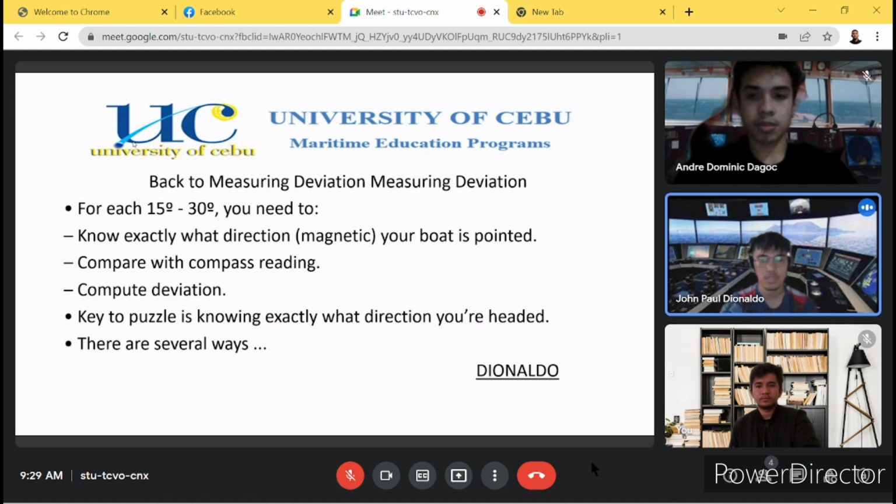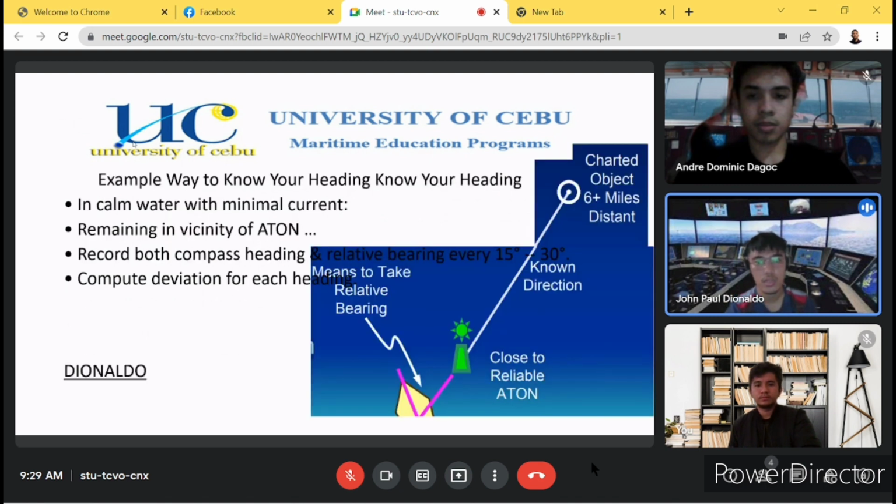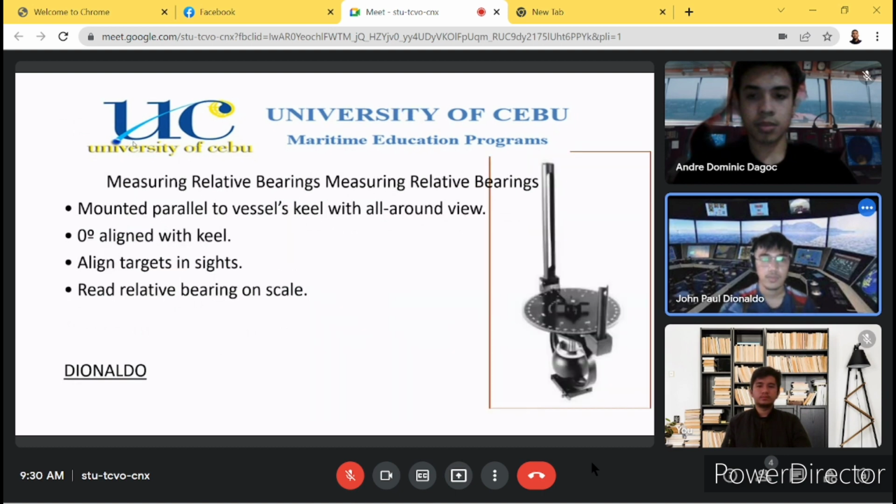There are several ways. An example way to know you're heading is in calm water with minimal current, remaining in the vicinity of an ATON. Record both compass heading and relative bearing every 15 degrees to 30 degrees. Compute deviation for each heading. Measuring relative bearings, we have here a device mounted parallel to the vessel keel with all-around view, 0 degrees aligned with the keel, align targets in sight, and read the relative bearing on the scale.